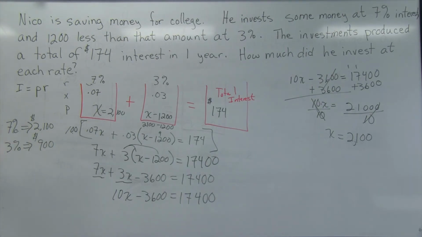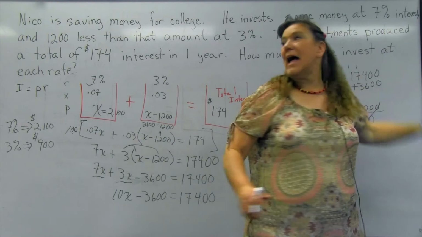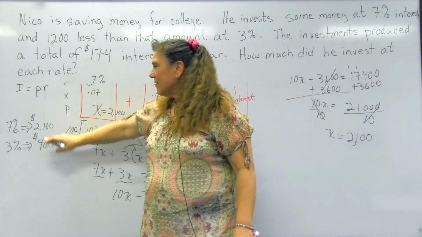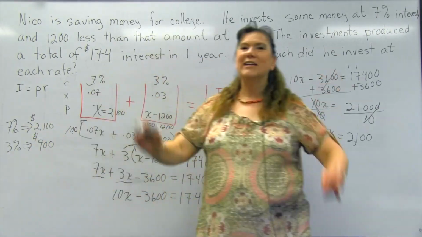And that's the way it goes. We're done. Remember, you always have to put it back in and answer the question. What was the question? How much did he invest at each rate? Each rate, 7% and 3%. So you got it. Good job.